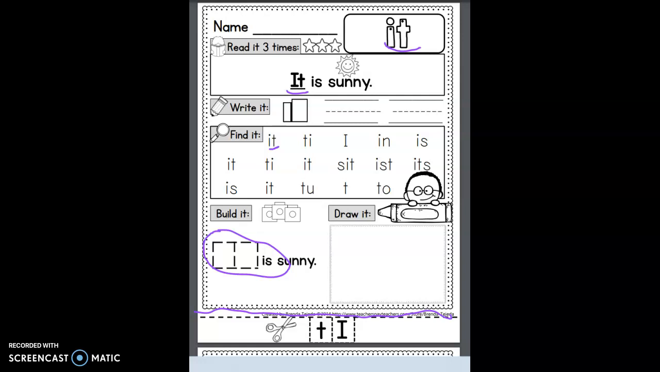Over here, you're going to draw it. So draw it. So what does the sentence say? It says, it is sunny. So I want to see what your picture looks like for when it is sunny. And draw that in that box here.